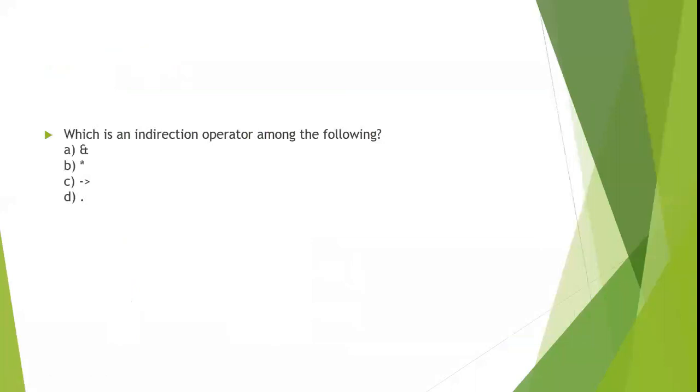Output question: what is an indirection operator among the following? What do you think? I think I've told you the answer also. No. No. Indirection operator. See, pointer is an indirection operator. The A option is the address operator. I just told you at the start, pointer is an indirection operator. Option A is an address operator.